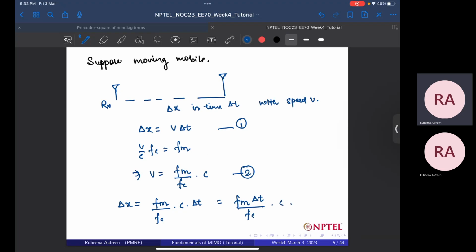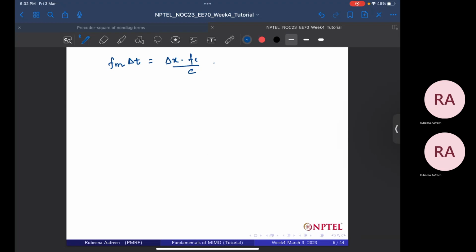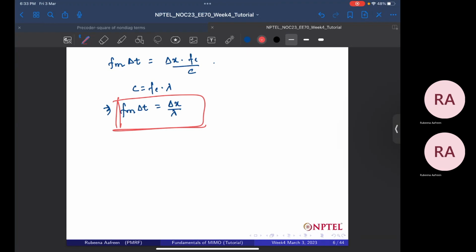What we are trying to do is express f_m delta t in the form of delta x. We will see why. So f_m delta t we can write as delta x times f_c upon c. And we know that c equals f_c into lambda. So f_m delta t we can write as delta x upon lambda. This is an important result that we will use.